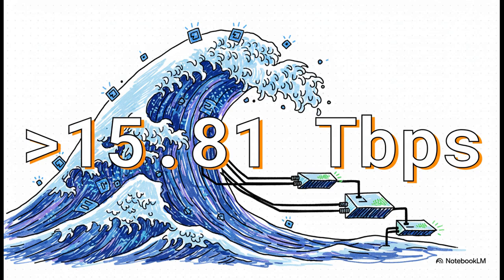At DE-CIX in Frankfurt, which is one of the biggest IXPs on the planet, peak traffic has topped 15 terabits per second. That is enough data to stream several million HD movies all at the same time. Our little packet isn't just traveling anymore, it's riding a data tidal wave.